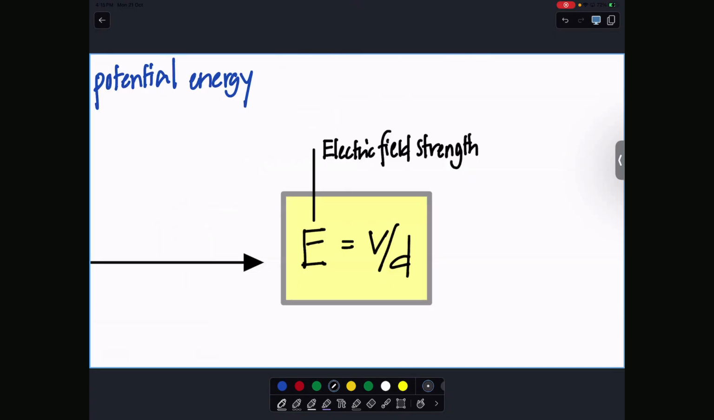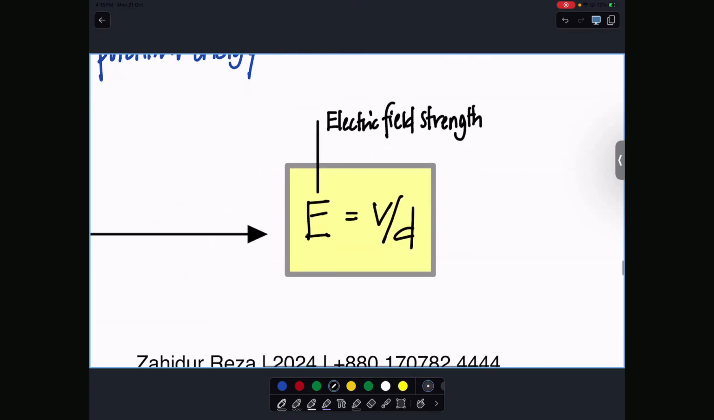Like non-uniformity, there's an equation as well, KQ by D squared. Anyways, this V here is what? It's not voltage, that would be a wrong answer. It's potential difference. So it's always potential difference. The term voltage is very rarely used anymore because it's an umbrella term.